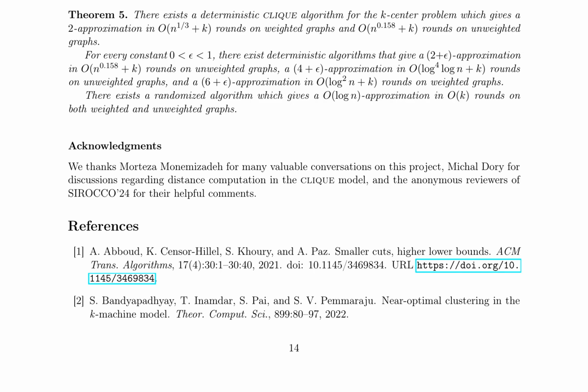The results in Theorem 5 and Table 1 indicate that K-center can be approximated in the same time as all-pairs shortest paths computation, up to an additive O(k) time. The paper also notes that for the specific case of 2 plus epsilon approximation, a much faster randomized algorithm exists, running in O(poly log n) rounds. The paper acknowledges contributions from Morteza Monemizadeh, Michal Dory, and the anonymous reviewers of SIROCCO 24.